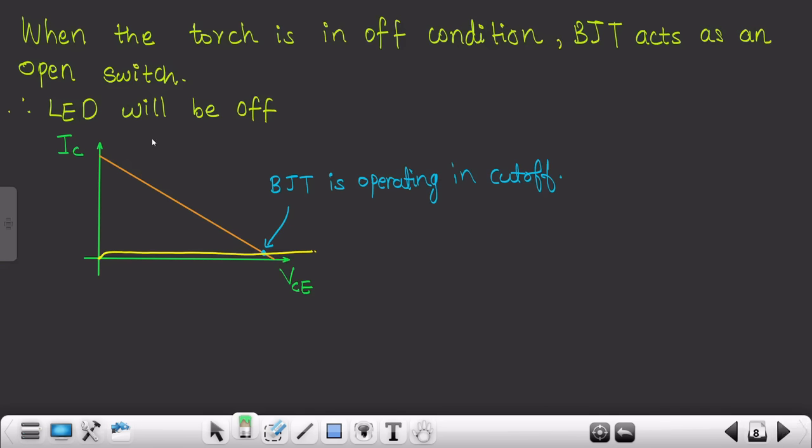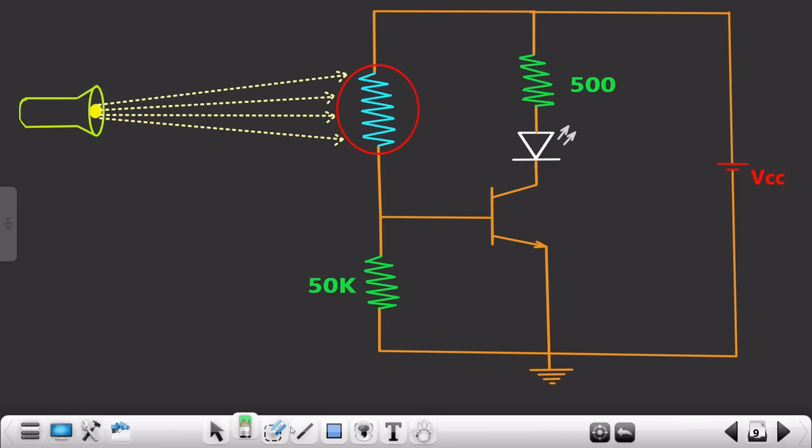Okay, so I hope you understood everything up till now. Great. So now we'll move to the next case. Let's suppose this is your torch and it is in the on condition. Let me write over here, this torch is on. As you can see, it is emitting a ray of light, and this light is incident on this particular LDR sensor.